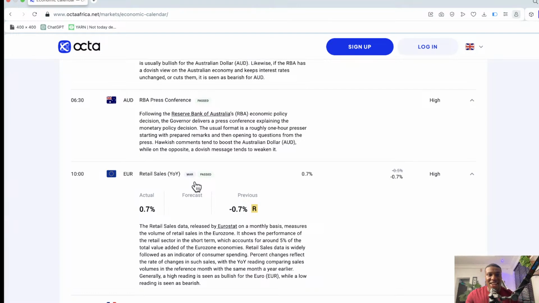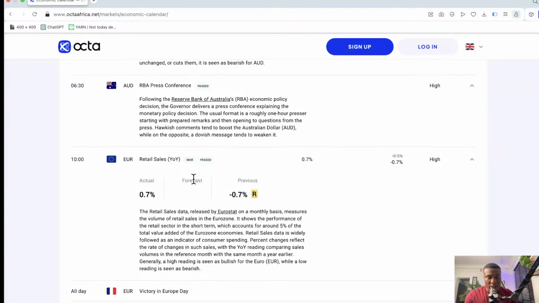Perfect. We also have retail sales that impacts the euro. And again, if you don't know what retail sales is, it's the year over year, just like you see YOY, change in the total value of retail sales over a specific period.